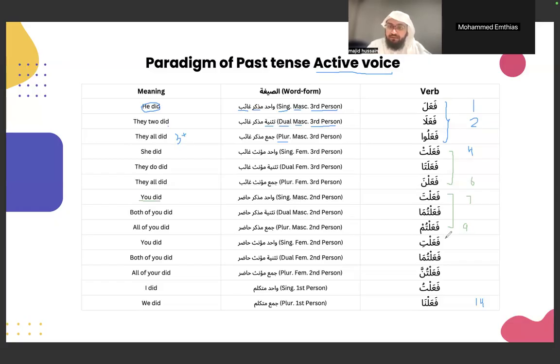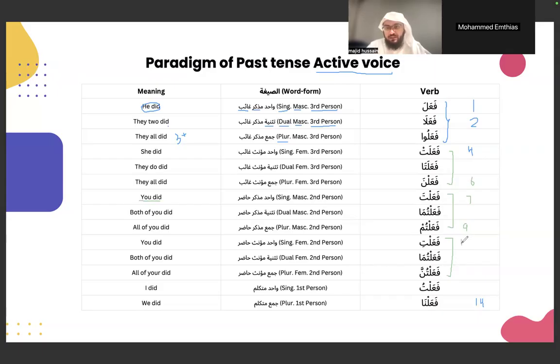Now for the second person, female. فعلتِ, you, a female person, did this action in the past. فعلتما, two females, both of you did an action in the past. And فعلتن, all of you females did an action in the past.